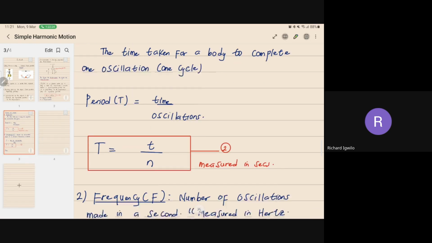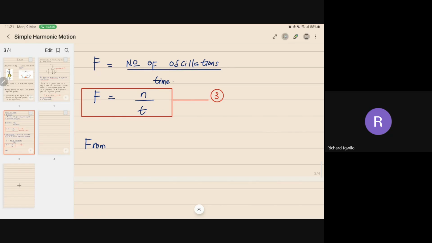So from equation number 3, from equation 2, we have, taking the reciprocal of it.